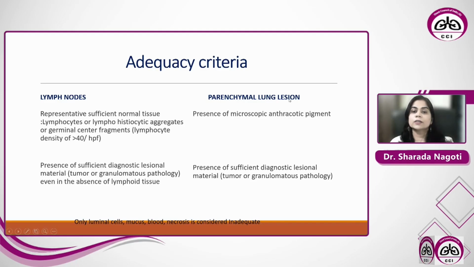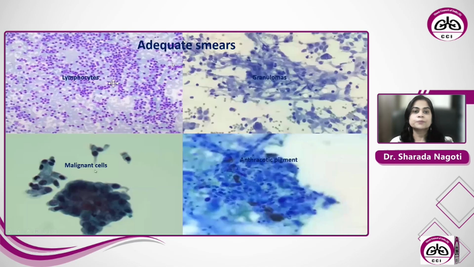Coming to parenchymal lung lesions, the presence of microscopic anthracotic pigment is considered to be adequate. And even if these pigment-laden macrophages are not present, if there is sufficient diagnostic lesional material like tumor or granulomatous pathology, it is considered to be an adequate smear. But if the smears show only luminal cells, only mucus, only blood or necrosis, then they are considered to be inadequate smears.